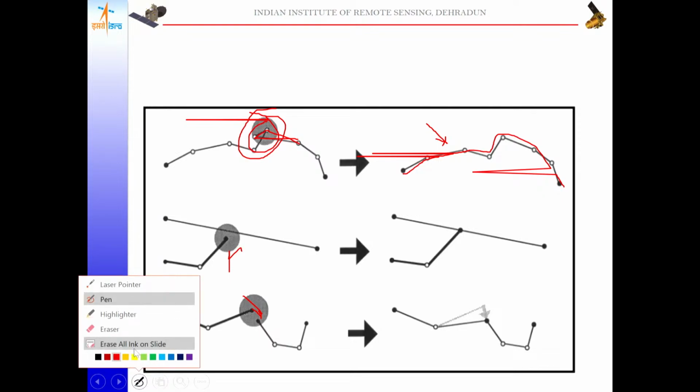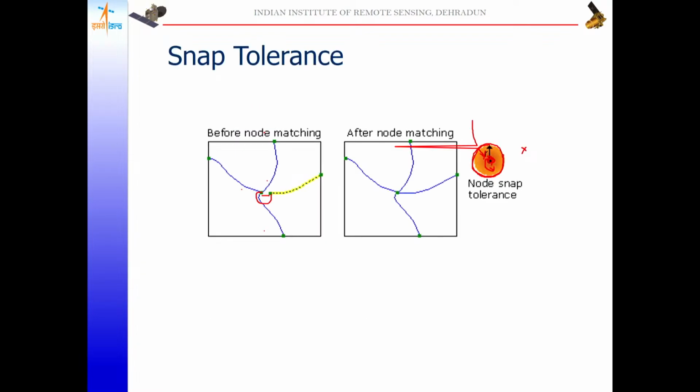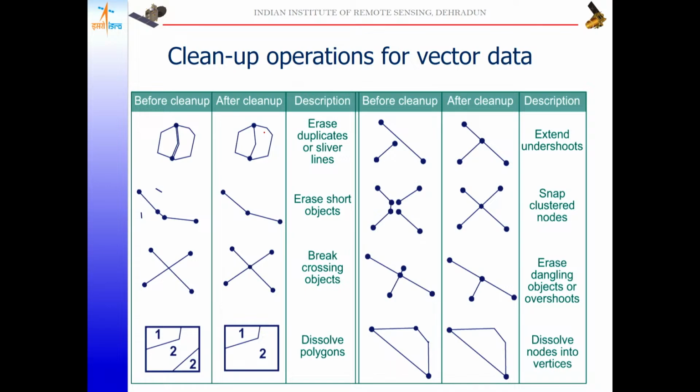What I mean is, your existing point is this one, and I have made one click by mistake, so the new point should be created at this location. But if snapping is enabled, instead of creating a new point at a new location, it will snap to the existing point. This way the knot can be avoided.